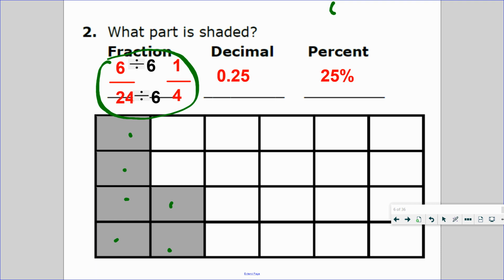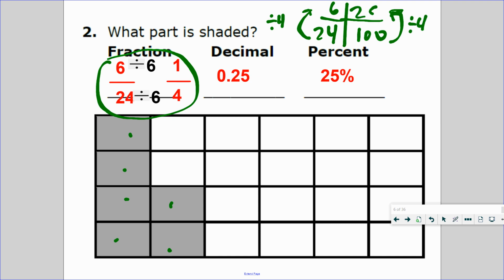Well, let's think about it. There's several ways you could do it. You can simplify it down to 1/4, and 1/4 is 25%, or 25 hundredths. Another way you could have done it is look at an up and down relationship, because a percent is anything out of 100. So how do you break down 24 to 6? Divide it into 4 parts. So 100 divided by 4 is 25 hundredths, or 25%.